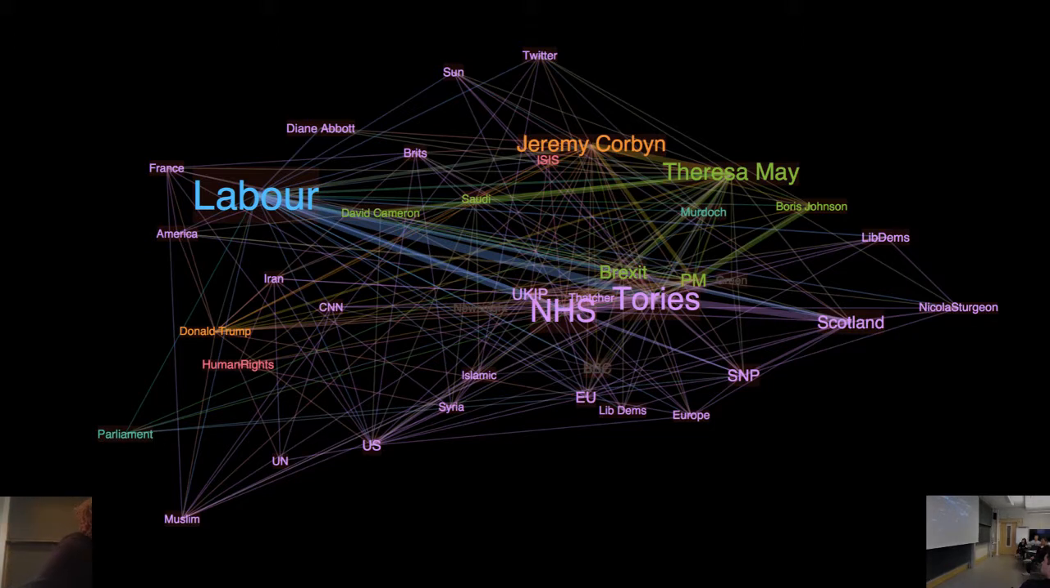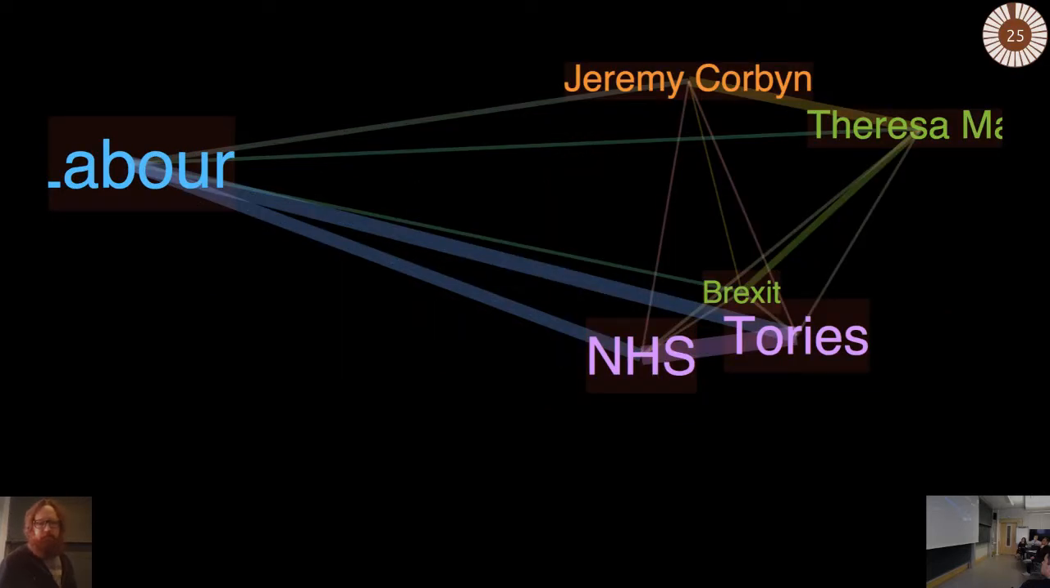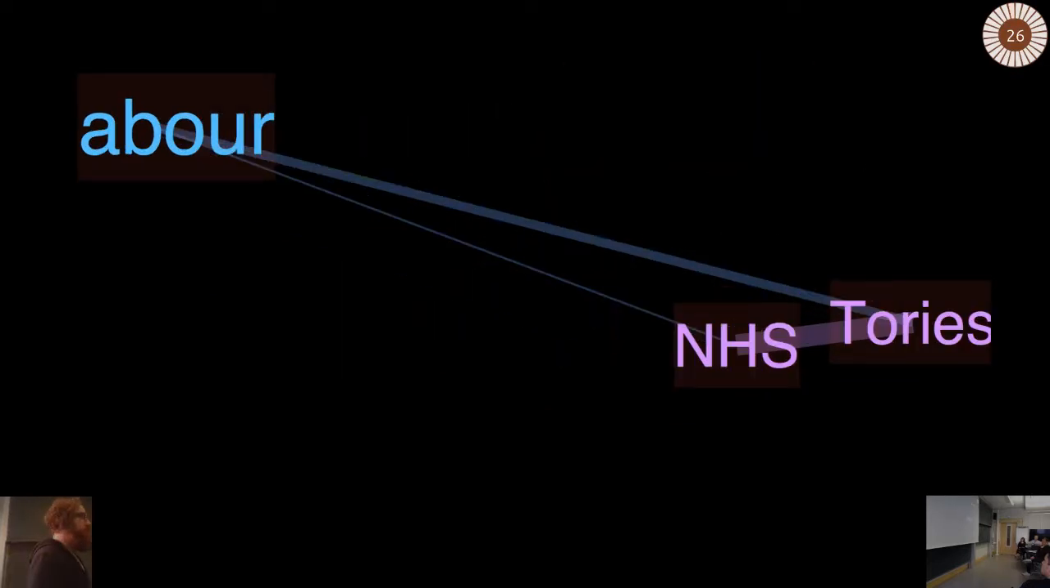It's about Labour, it's about Tories, it's about the leaders, it's about UKIP, it's about other parties, it's about the NHS, National Health Services, which was a big thing. It's about Iran and Donald Trump, it's about CNN, it's about Muslims somehow, the parliament. And if we zoom in further, we can see that these were the actual key topics. And if someone would ask me what was the key issue? It was the NHS.